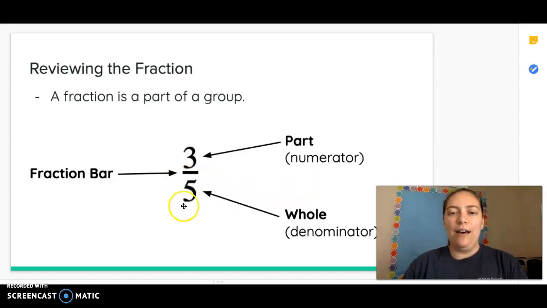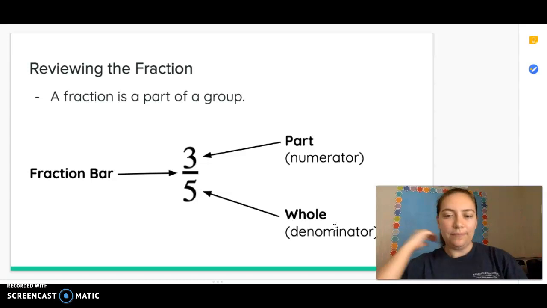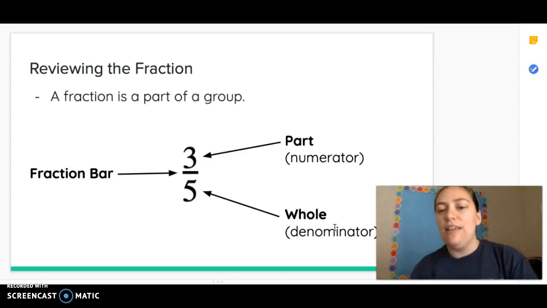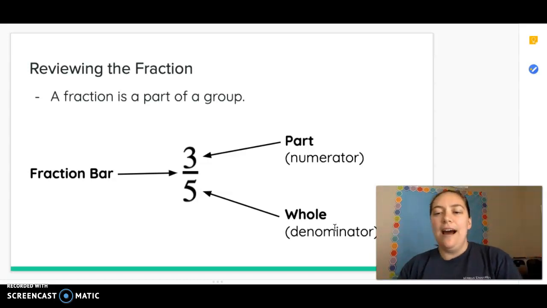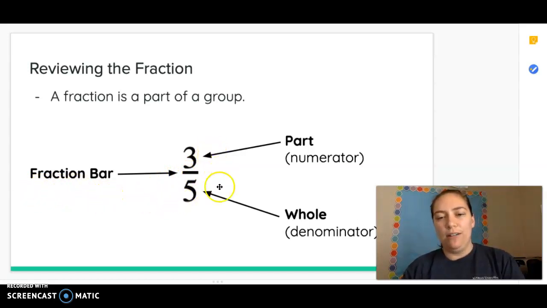Now on the bottom, we always keep the whole. Not whole like hole in the ground, but whole like entire, whole pizza. And that's also called the denominator. Denominator, that's a big word too. So we have the part, and then underneath is the whole. And then this little bar in between our part and our whole is called a fraction bar. And that fraction bar just splits up our part from our whole, and that's basically its job.